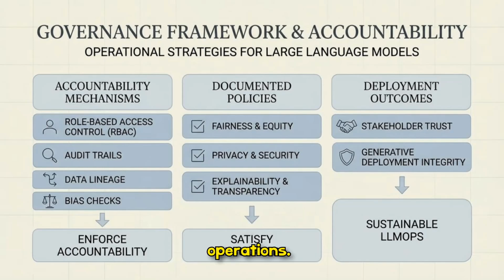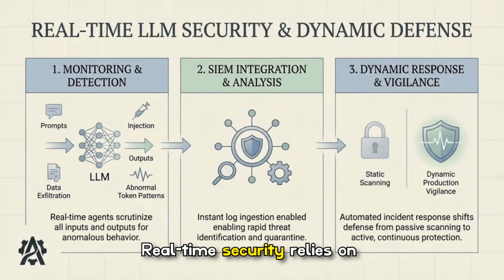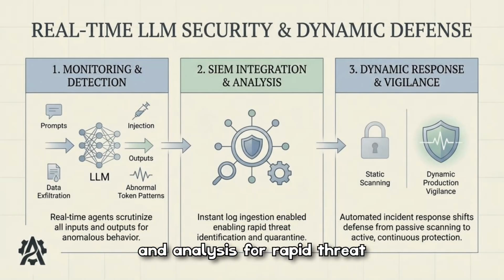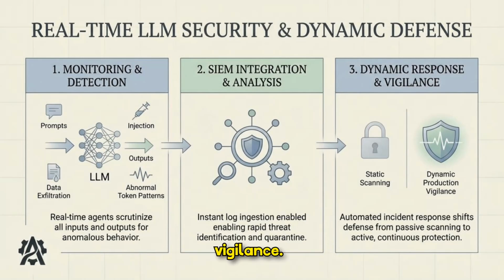Real-time security relies on three layers: continuous monitoring and detection of anomalous inputs or token patterns, SIEM-style log ingestion and analysis for rapid threat identification, and dynamic response mechanisms that move from passive scanning to active, automated incident containment, and ongoing production vigilance.